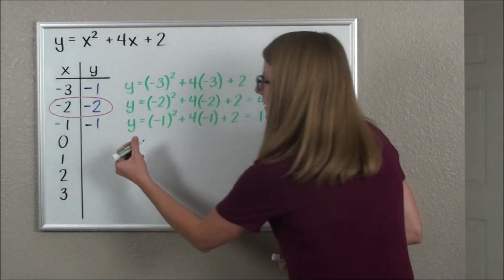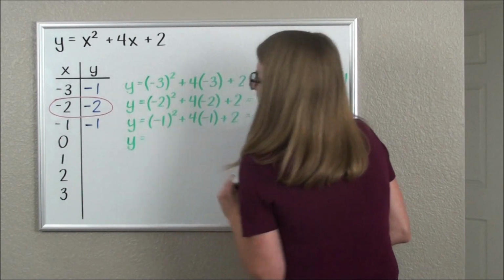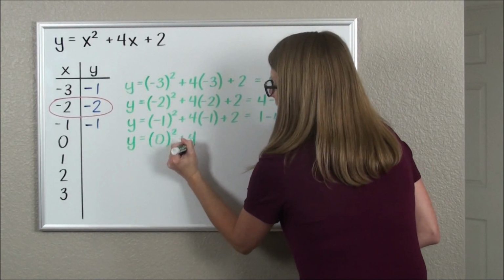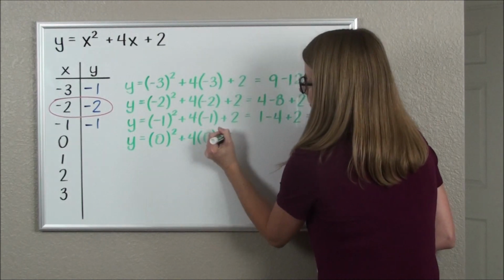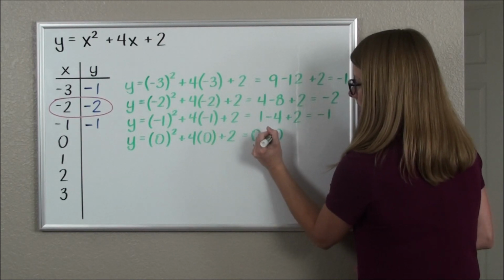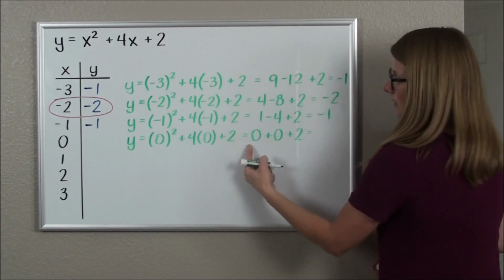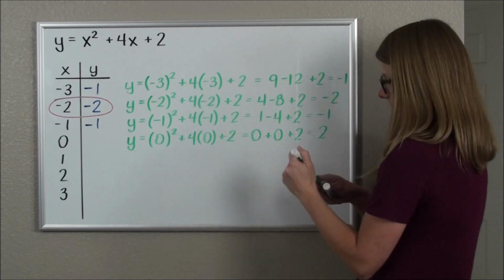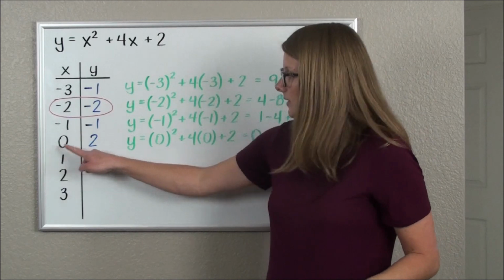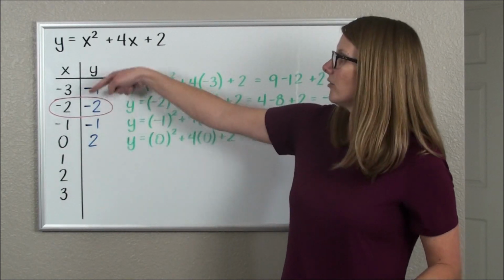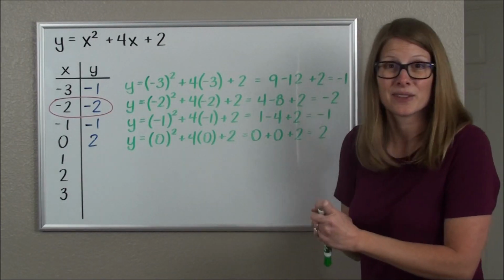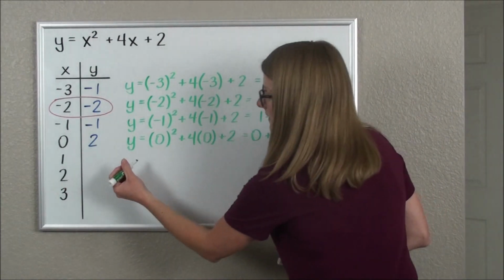Let's now check out 0. Y equals, again, x squared, so here that's 0 squared. Plus 4 times x is 4 times 0, plus 2. 0 squared is 0, 4 times 0 is 0, and then plus 2. 0 plus 0 plus 2 is just 2. So I know if 0 is going to give me 2, that 2 will be reflected where x was negative 4 as well. We can deal with that when we get to the graph. We don't necessarily have to add it to this table.